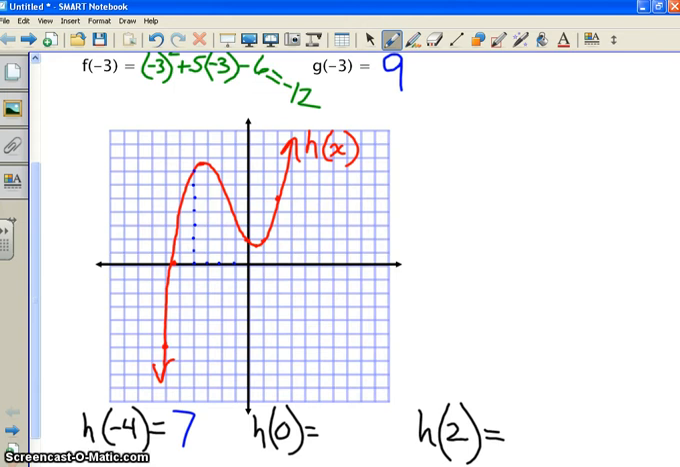If we want h of 0, I'm going to go to 0 on my x-axis, and the output, or the y value, looks like 2. At h of 2, I'm going to go 1, 2 on the x-axis, and up 1, 2, 3, 4, 5. The y value is 5 when x equals 2.